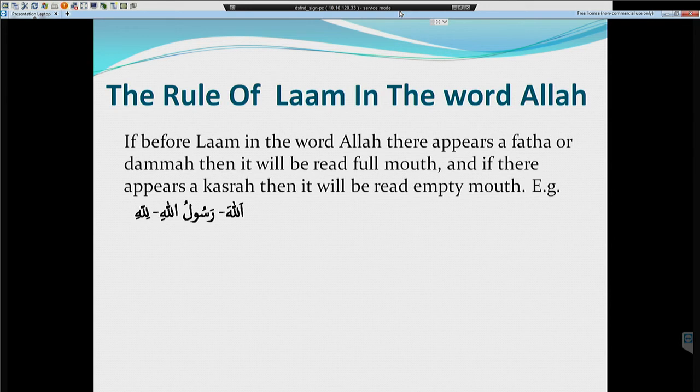Lam is again very simple. If before the lam in Allah subhanahu wa ta'ala, in the name lafzullah, there's a fatha or a dhamma before it, full mouth. If there's a kasra before it, empty mouth.